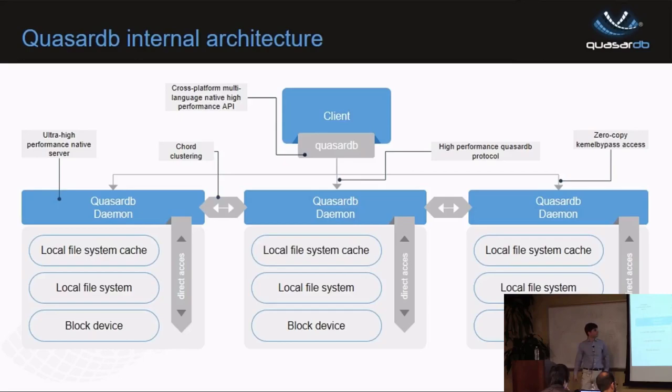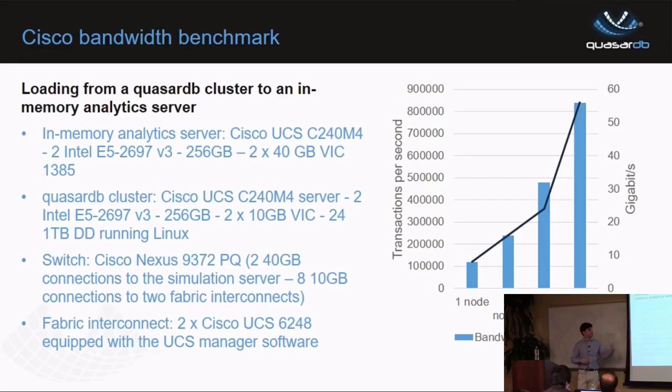Again, as you can see, we do direct access to the block device and the network card on every node. And every node is working independently of every other node. That is, as soon as you've decided that a node is responsible for your data, it doesn't need to communicate with the other nodes, unless you're doing a distributed transaction, which we're going to see later. The advantage of this architecture, and we've been working a lot with Cisco on the network, performance and benchmarking, is that scale out really works.